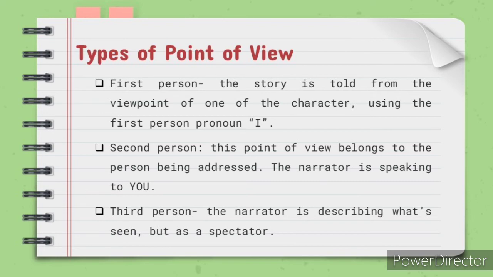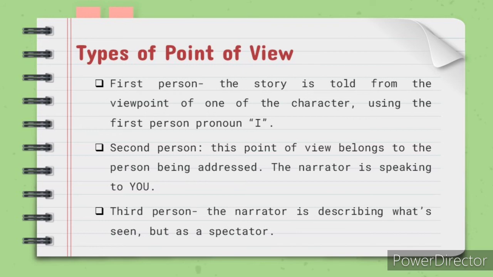Second is second-person point of view. This point of view belongs to the person being addressed. The narrator is speaking to you. This isn't very common in fiction unless the narrator is trying to talk to the reader personally. We see second-person point of view mostly in poems, speeches, instructional writings, and persuasive articles.